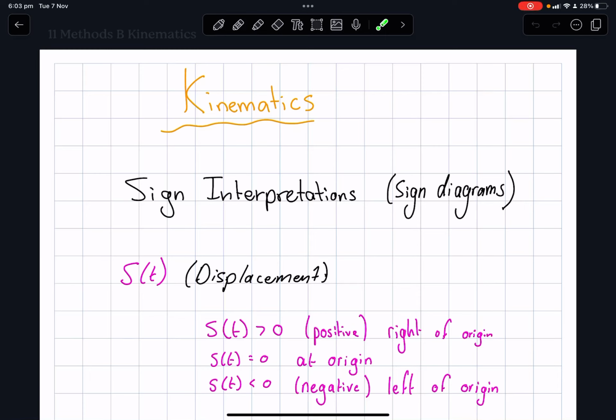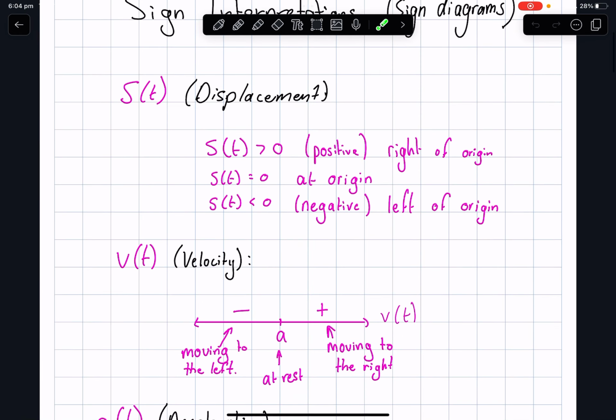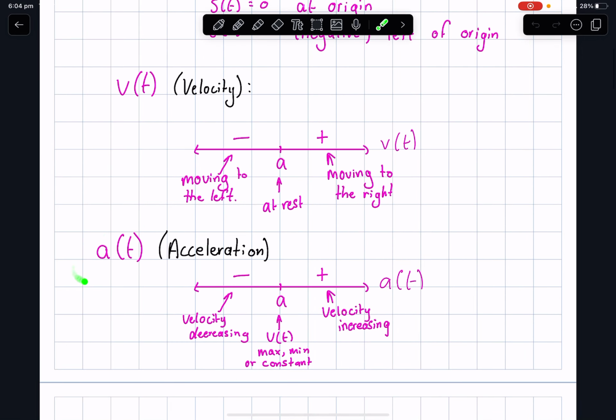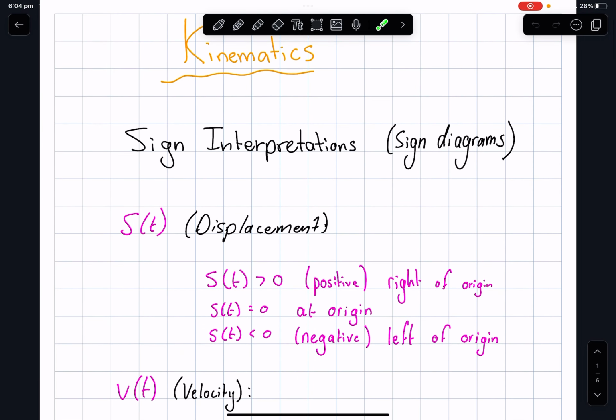G'day team, welcome back to yet another video on differential calculus, and more specifically kinematics. So we're going to learn today how to interpret the signs in a sign diagram of my displacement function, my velocity function, and also my acceleration function. So for displacement s of t, if it's greater than 0, it's positive and it's right of the origin. s of t equals 0, it's at the origin. s of t less than 0, it's negative and it's left of the origin.